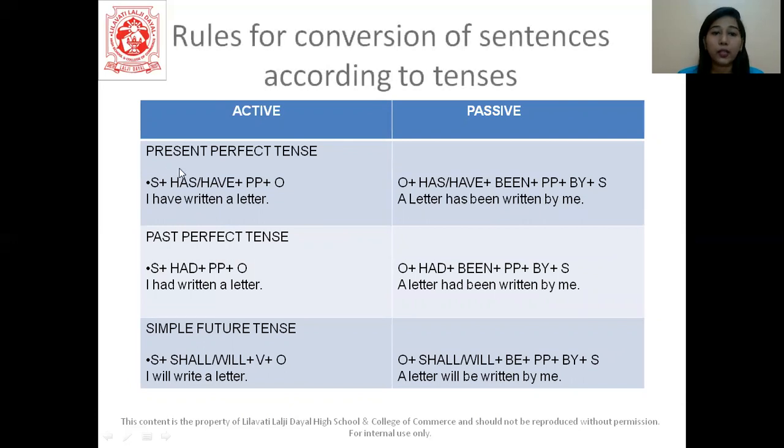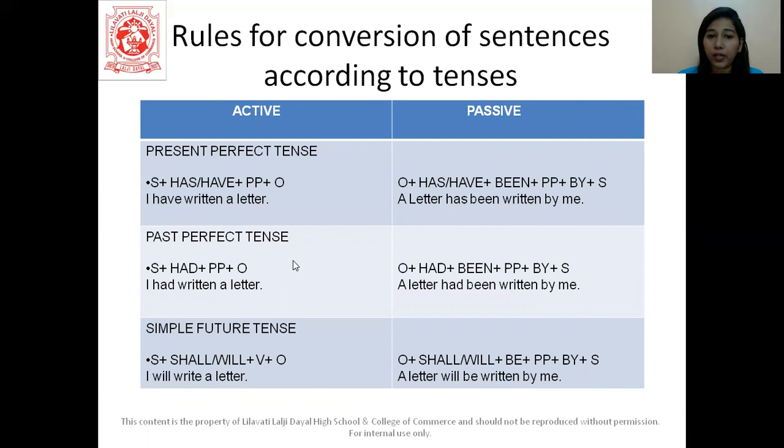All right. Next we have present perfect tense. Here we have the structure subject plus has or have plus the participle and then the object. So: I have written a letter gets converted to: a letter has been written by me. See here, has been. You have to remember the structure, students.